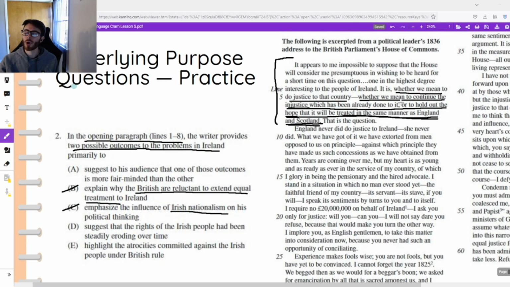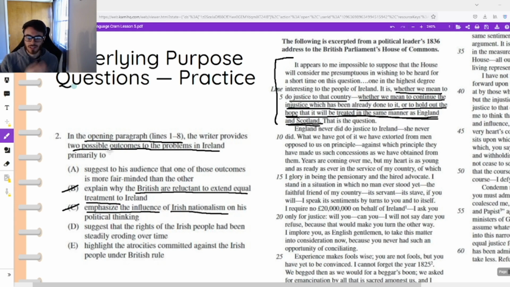Also, the purpose of this is not to emphasize that influence, right? The reason he is doing this is to show the difference between these two outcomes. The purpose of him doing this is not to show that he is an Irish nationalist, right? So even if it does show that he favors Ireland, that's not the purpose, right? So even if that was the case, it still wouldn't be the correct answer because it doesn't answer the question.